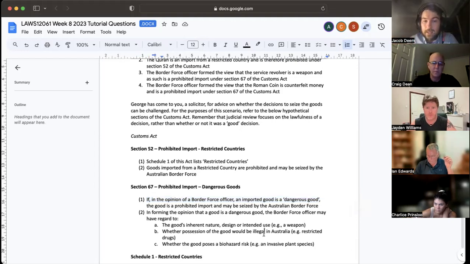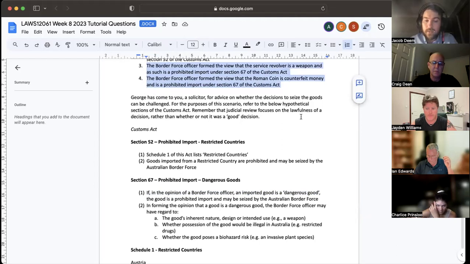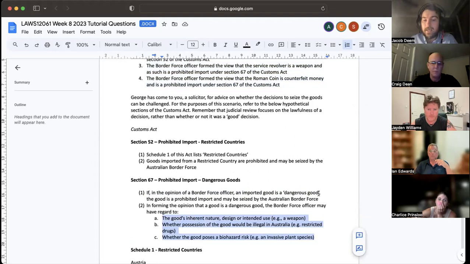Thinking about the difference between the gun and the coin and the things that the border force officer may have regard to in deciding whether something's a dangerous good or not. I think, Ian, your argument that, you know, the gun, it's pretty clear cut, you know, it's open to the decision maker to say, oh, look, here's a gun, that's dangerous. Yep, nothing to see here. You know, we can seize that.